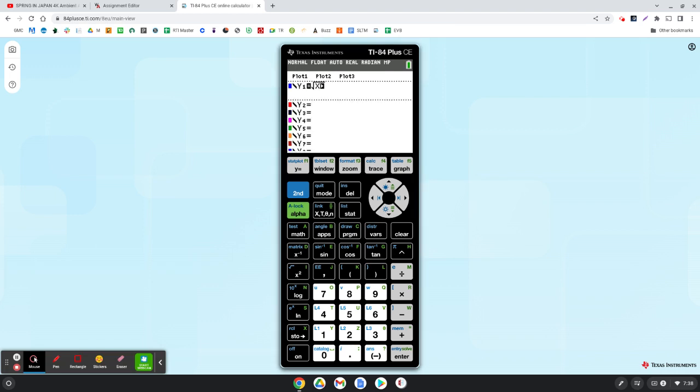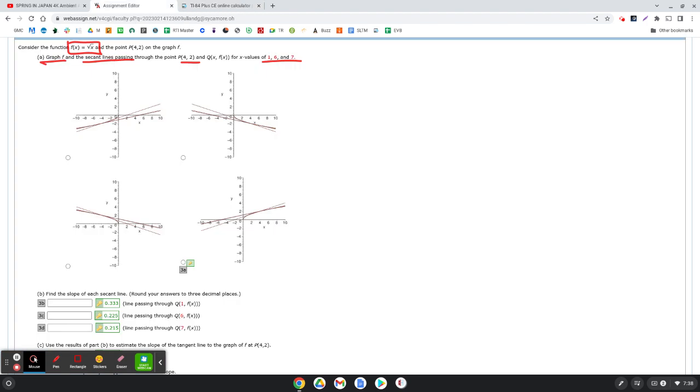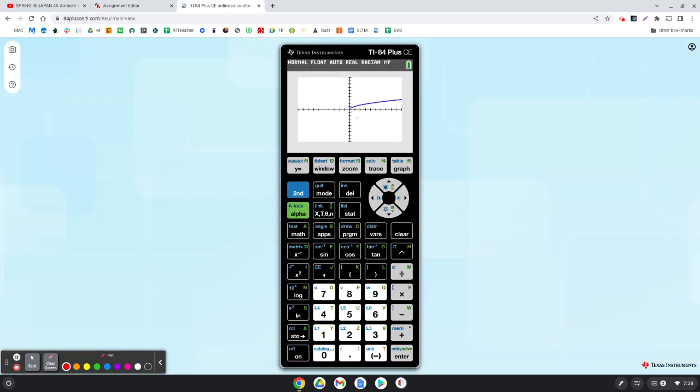Radical x. And you can see that this is actually half of a parabola. If you think about y equals radical x, if we square both sides, you get x equals y squared. And that's how you obtain both sides of that parabola.